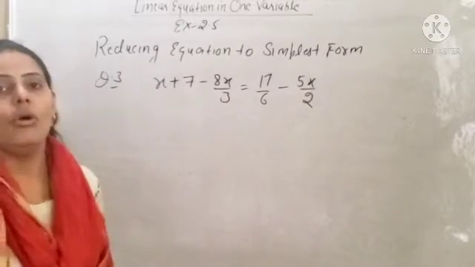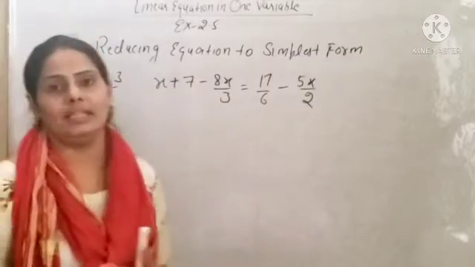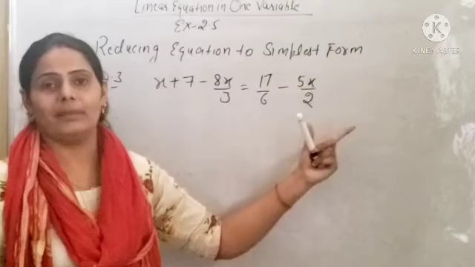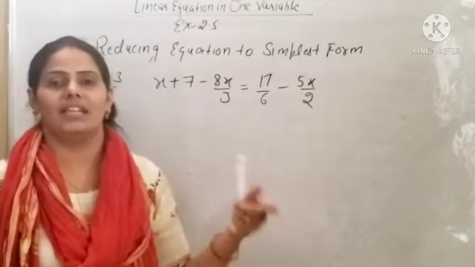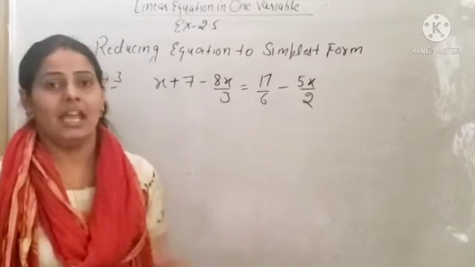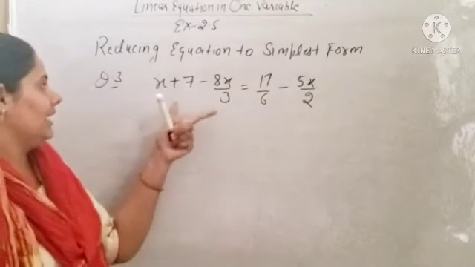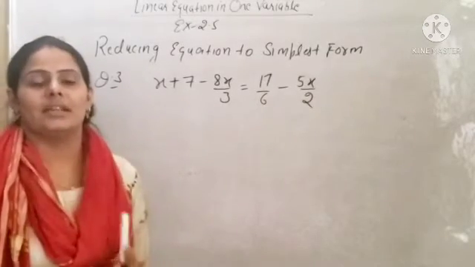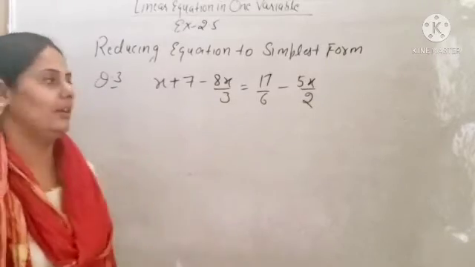I have told you all, but first you will check what the variable in this question is. You can see x is the variable. Variable means any alphabetic value: x, y, z, a, b, c, m, l, n. In this question x is given as the variable. So in the first step, you will take all the variable terms to one side.